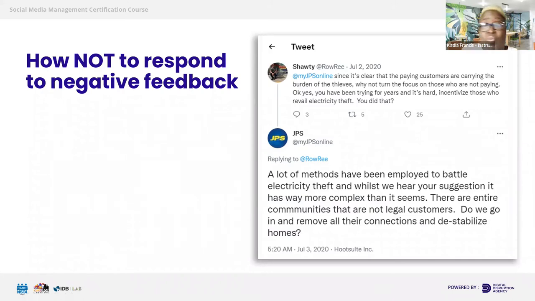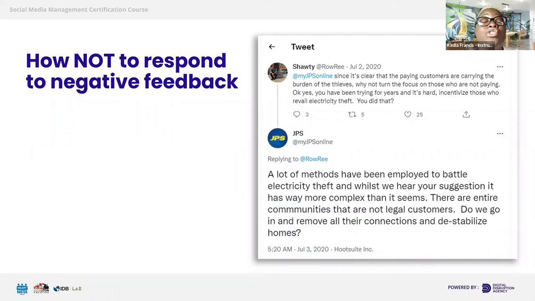And what do you want us to do? Do you want us to go in and remove their connection and destabilize homes? No, this is where JPS gave themselves away. Because in a lot of these instances, and I can tell you, I had a short pass in the political space when I was working for a member of parliament. And in that member of parliament's constituency, there were a lot of informal settlements. They were not illegal, let's call them informal settlements.